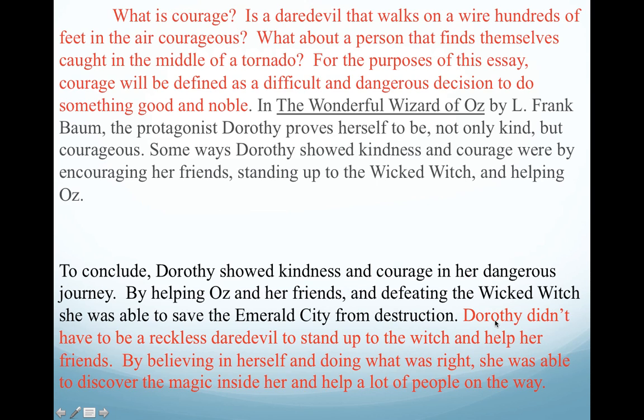Dorothy didn't have to be a reckless daredevil. Notice how I connect to the daredevil again. To stand up to the witch and help her friends. By believing in herself and doing what was right, she was able to discover the magic inside her to help a lot of people on the way. So again, it talks about how courage is good and noble, and right here we talk about how her courage is to do what's right.